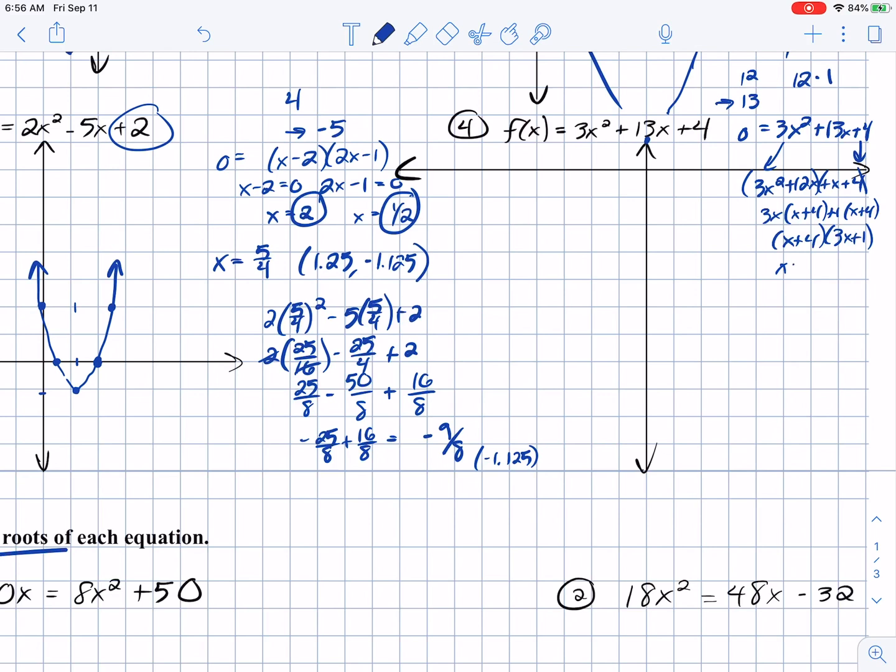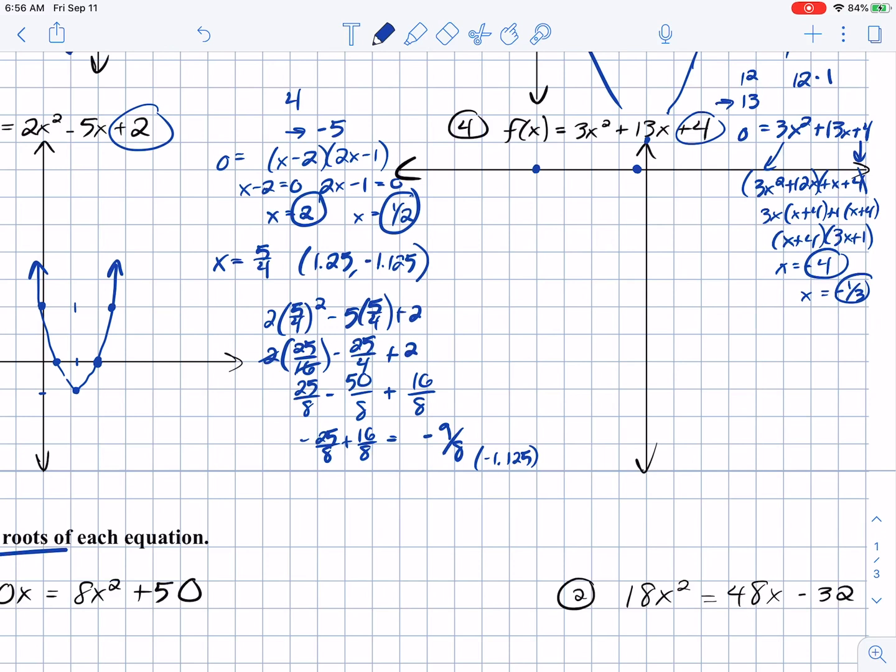Set them both equal to 0. We get x equals -4, and x equals -1/3 for our 2 zeros. -4 and -1/3, right here. Great. We don't really have room for our y-intercept on here, so we're going to skip that point for now.